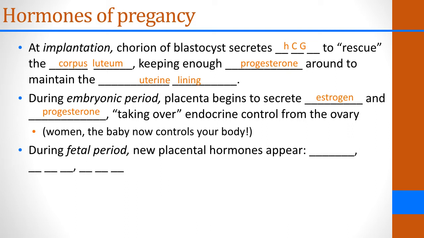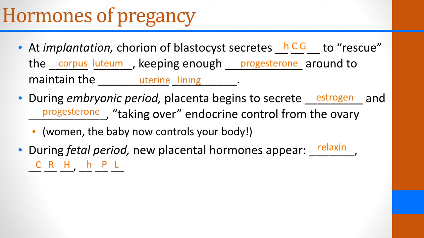So during the fetal period, new placental hormones appear: relaxin, CRH, and HPL. So relaxin is known to act in other mammals to relax ligaments to allow for easier parturition, but this has not been proven in humans. But it's thought that it occurs, and it may explain the decreased stability and difficulty in maintaining balance that some women may notice later in pregnancy.